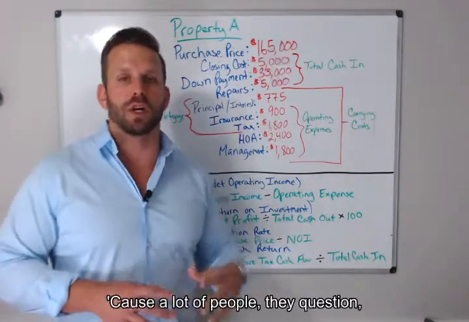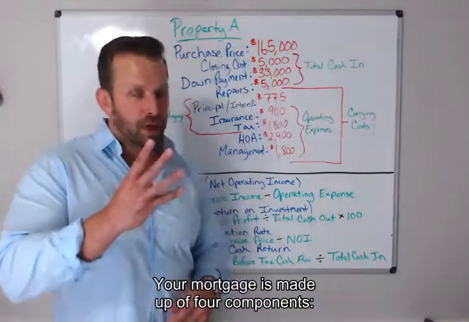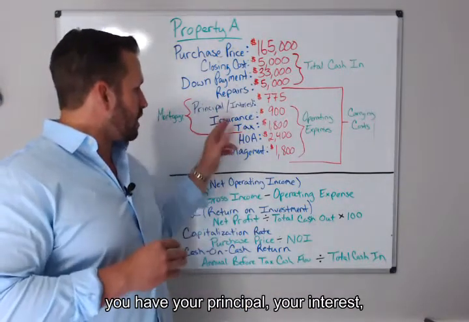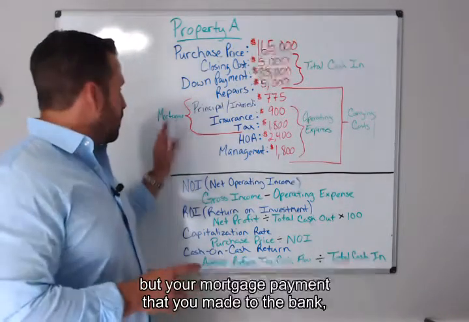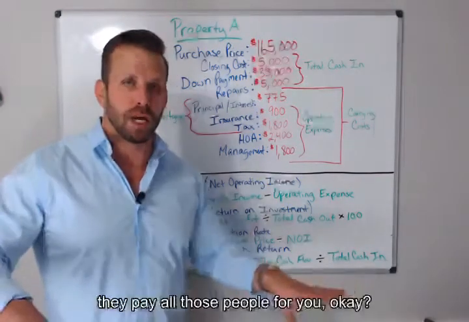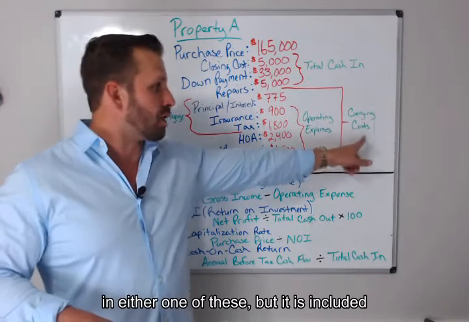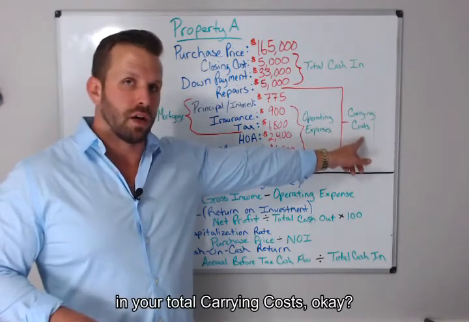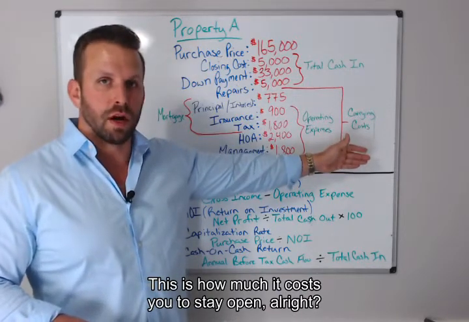Because a lot of people question, well, where does my mortgage come into this? Your mortgage is made up of 4 components. You have your principal, your interest, your insurance, and your taxes. And you might not realize it, or maybe you do, but with your mortgage payment that you make to the bank, they pay all those people for you, okay? So your mortgage is not directly included in either one of these, but it is included in your total carrying costs, okay? This is how much it costs you to stay open, all right?